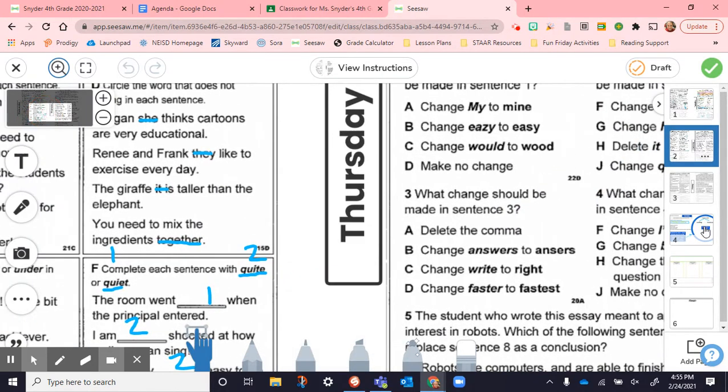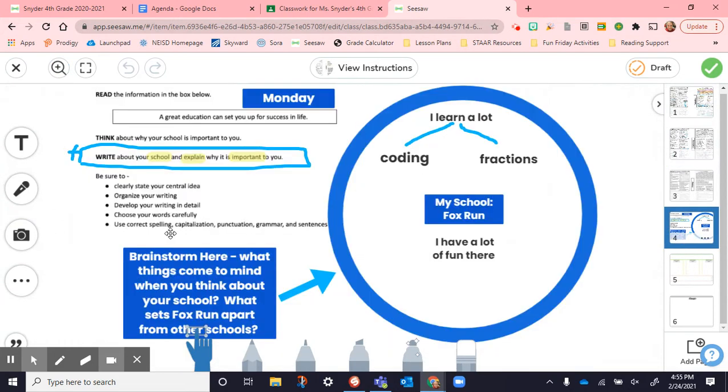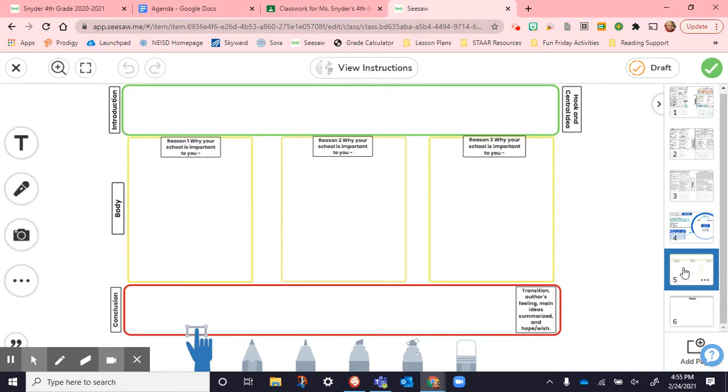All right, we'll do Thursday tomorrow, and then going down, we've been working on this prompt here. It says, write about your school and explain why it is important to you. So we brainstormed some ideas, and we've been working on page 5. So far we should have the introduction, and today you should have finished the body. One big thing that came up a lot this week is we all of a sudden started creating all of these lists.